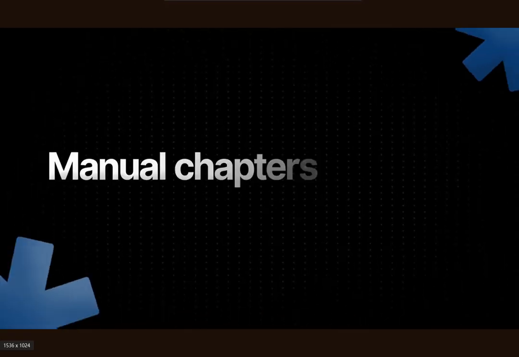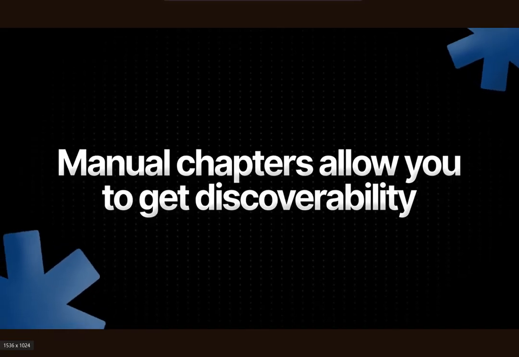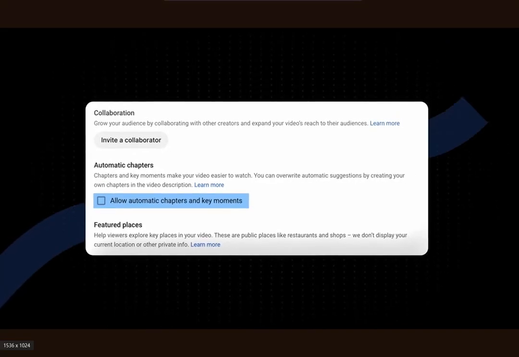Automatic chapters give you a generic summary. Manual chapters allow you to get that discoverability. So turn off those automatic chapters and take the 5 minutes that it takes to write your own and control the opportunity that YouTube gives to us, guys. Like, seriously, it doesn't take much time.